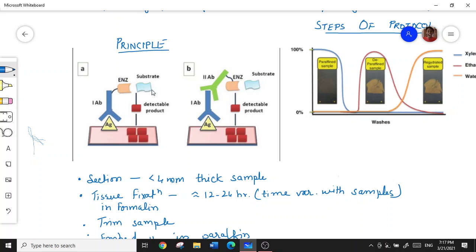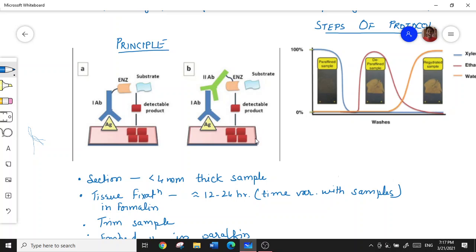off. Then, when only this combination is present on the slide, substrate is added. The enzyme catalyzes the substrate to make a product, and if that product is colored, then it is visible, and we can see that. The same protocol is followed here.